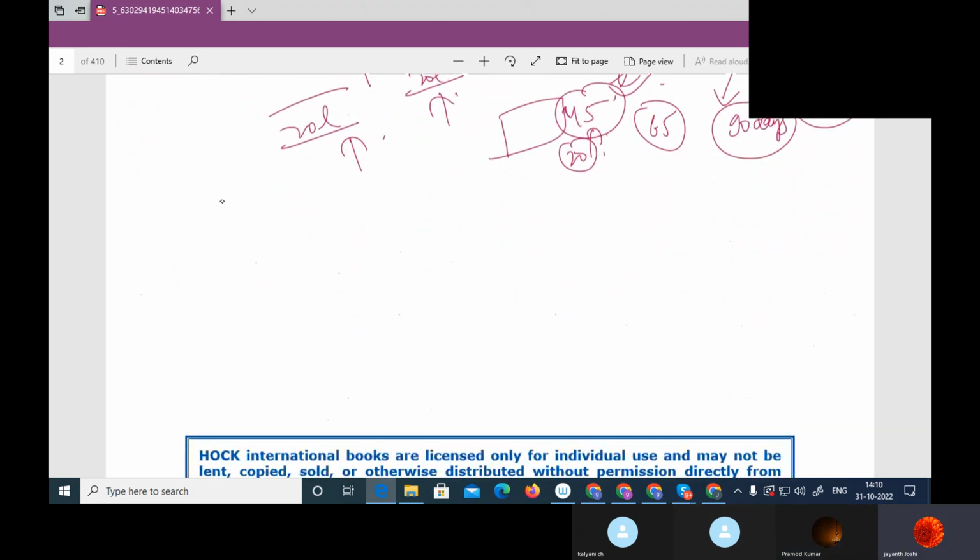Now, if I speak about current assets, I speak about inventories, cash in hand, cash at bank, short-term investments or marketable securities, prepaid expenses, and outstanding income.